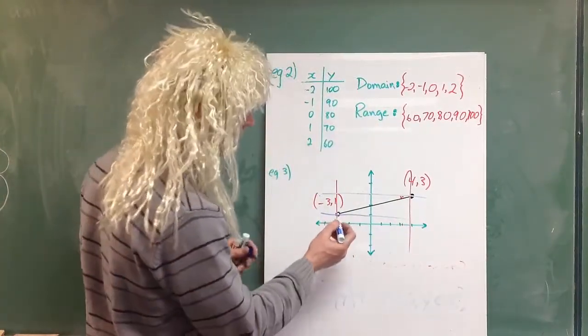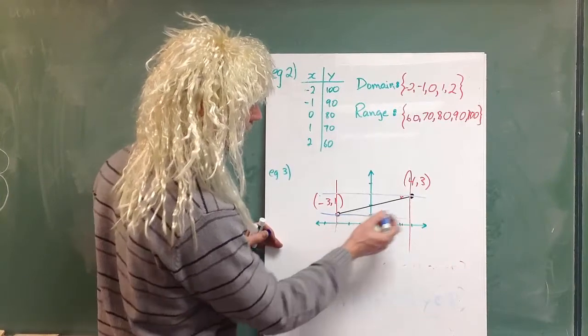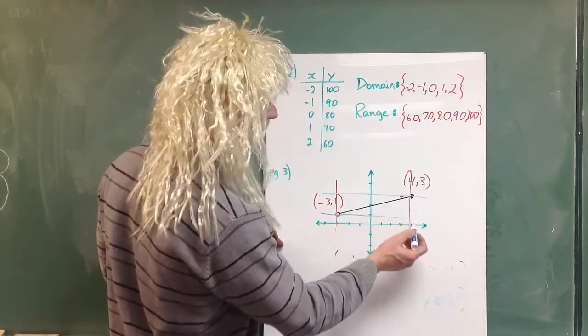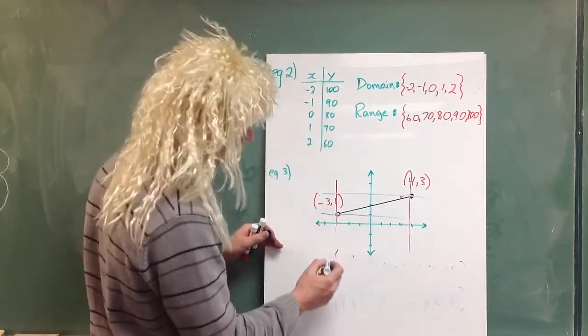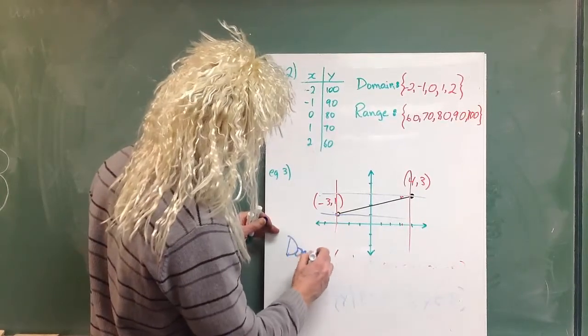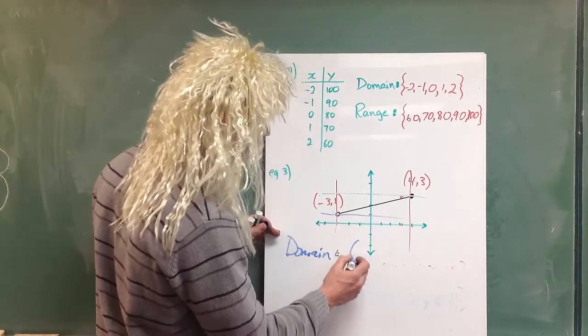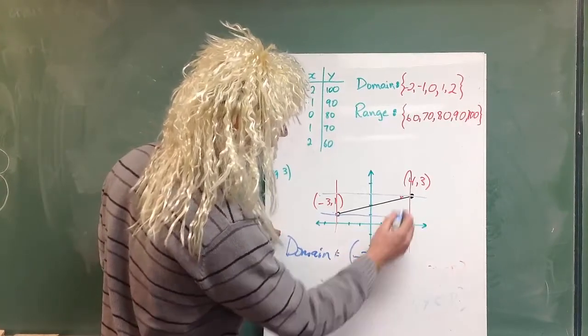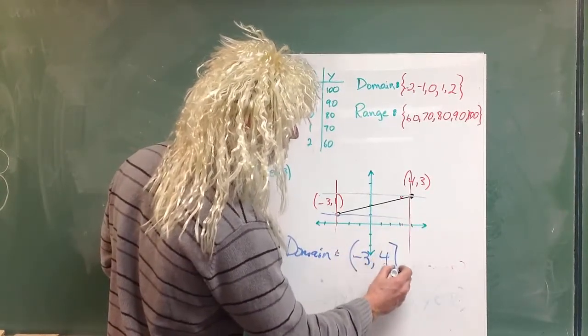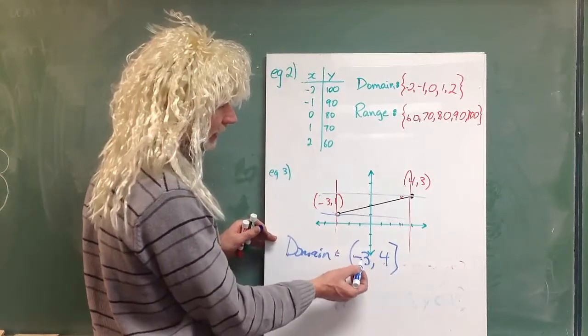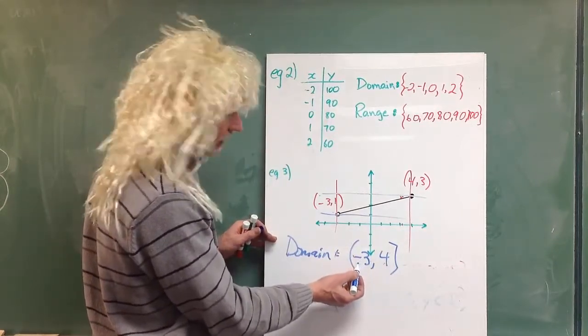Here, the domain was from -3 to +4, but it did not include -3. So I'd say the domain equals round bracket, -3, comma, +4, square bracket. This means it includes 4, and this means it starts at -3 but doesn't include -3.